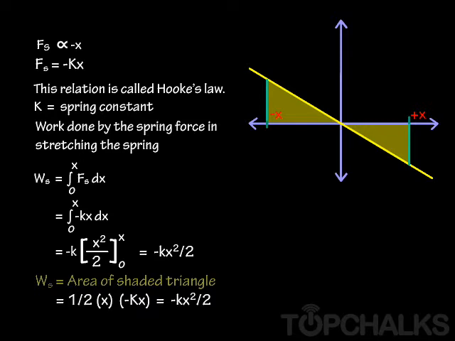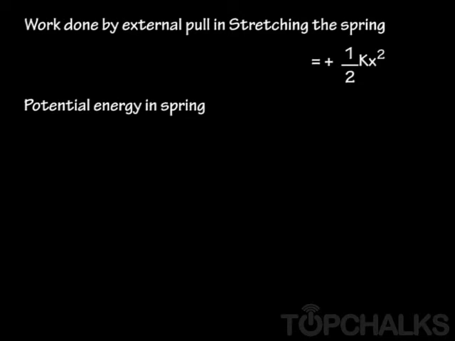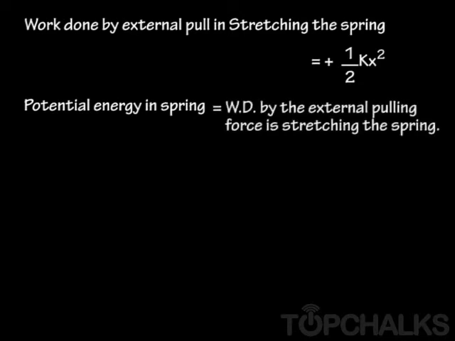Now we discuss the work done by the external force in stretching the spring, which will be equal to plus half kx square. Work done by the spring force was minus half kx square, and the same will be the work done in pulling the spring, in pulling the mass, or work done by the external force in stretching the spring, positive half kx square. And for this work done by the external force, we say that energy is stored in the spring, in a stretched spring or in a compressed spring. And this potential energy is elastic potential energy in the spring, which is equal to the work done by the external pull.